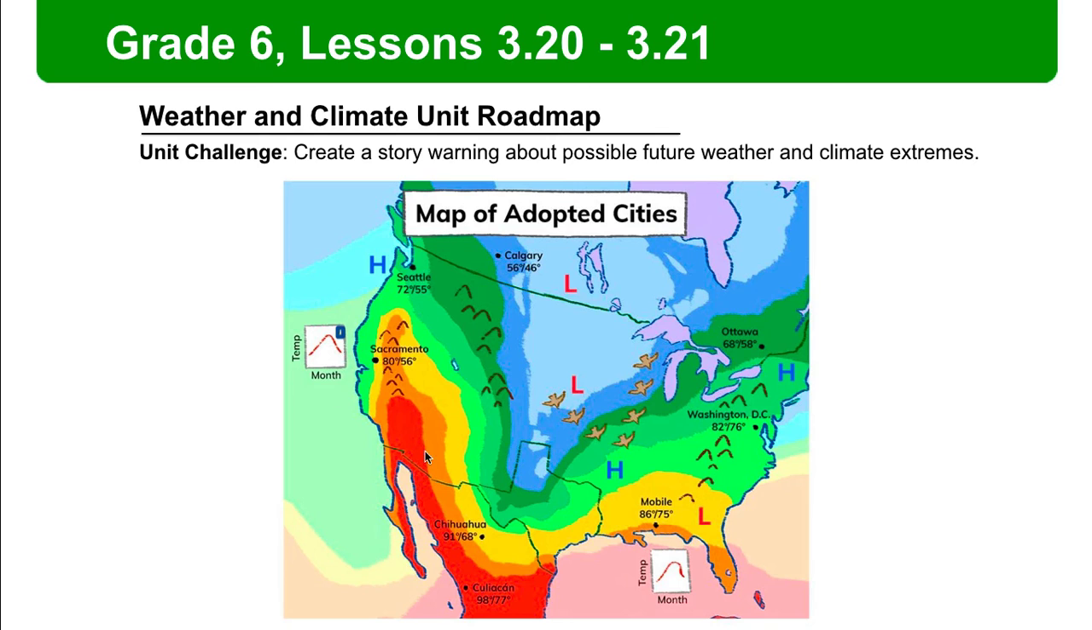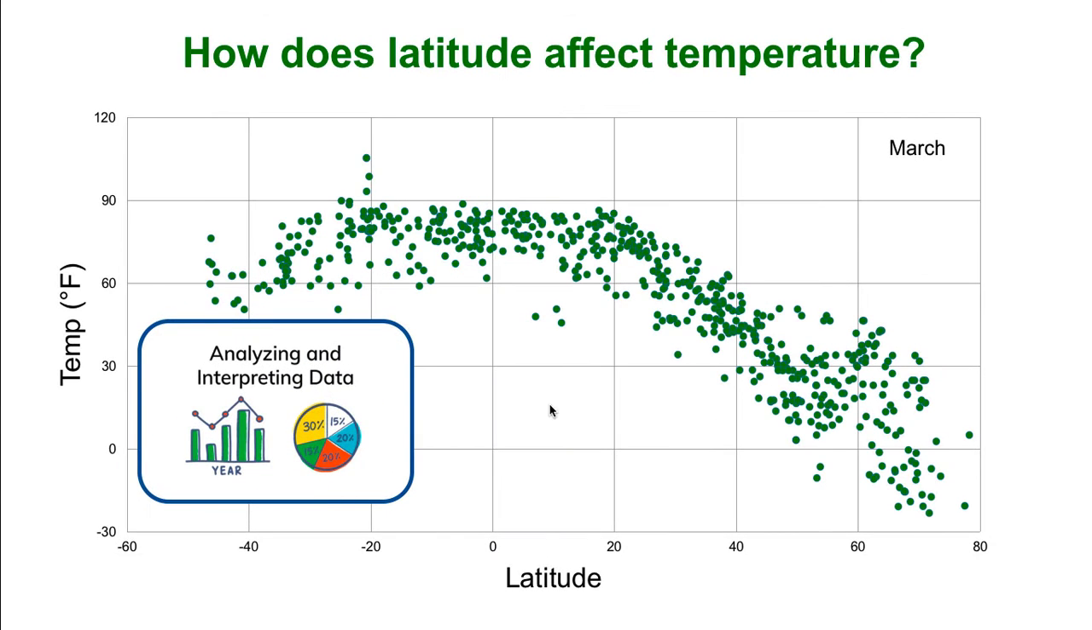We continue our focus on climate patterns and study how latitude and altitude affect the climate of a region. Now, we know it's cold at the poles and warmer down near the equator, and you can even see this in the unit roadmap. We're going to look at that effect using data with a graph like this. Here's a snapshot of temperatures from cities around the world on a day in March.